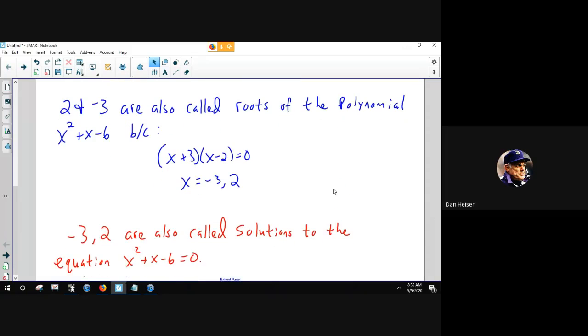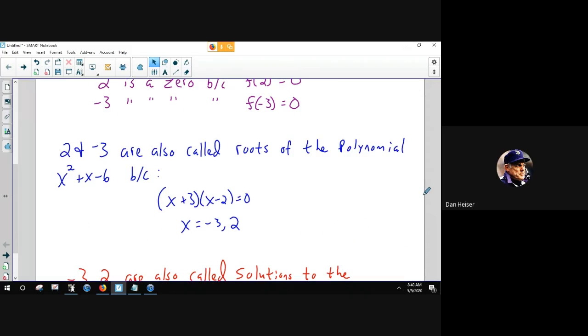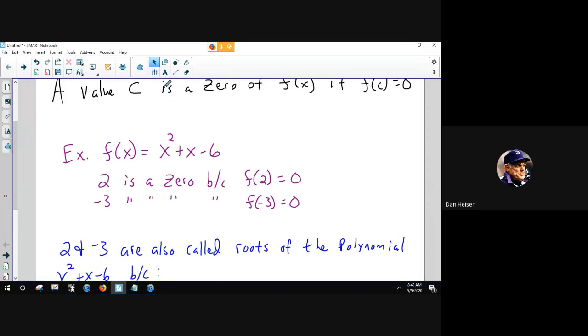And finally, we can say that these are solutions because they solve this particular equation. Three names for the same thing. And yes, that gets a little frustrating sometimes in mathematics. You have three names for essentially the same concept. However, each of these has its own unique context.